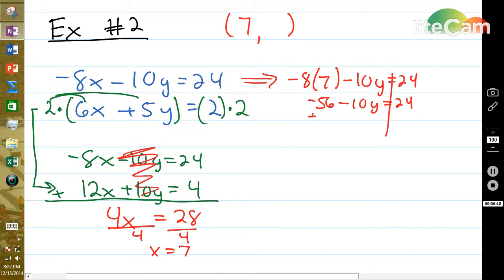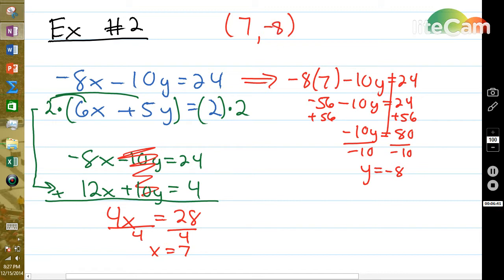Solve for y. Add 56 to both sides. You have negative 10y equals 80. Then divide both sides by negative 10. Y should equal 80 divided by negative 10, which is negative 8.